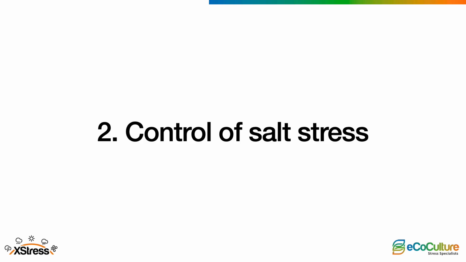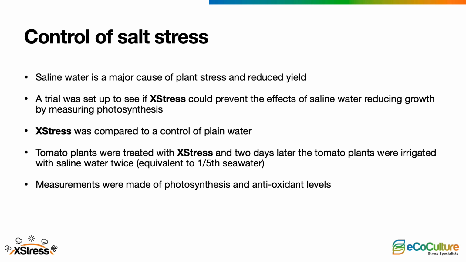Control of salt stress. Saline water is a major cause of plant stress and reduced yield. A trial was set up to see if XStress could prevent the effects of saline water reducing growth by measuring photosynthesis. XStress was compared to a control of plain water. Tomato plants were treated with XStress, and 2 days later the tomato plants were irrigated with saline water twice, equivalent to 1/5 seawater. Measurements were made of photosynthesis and antioxidant levels.